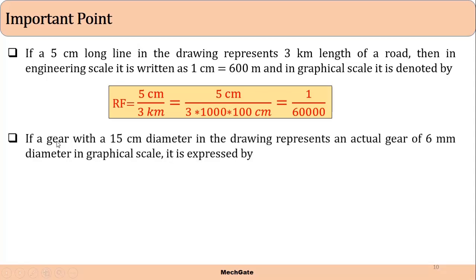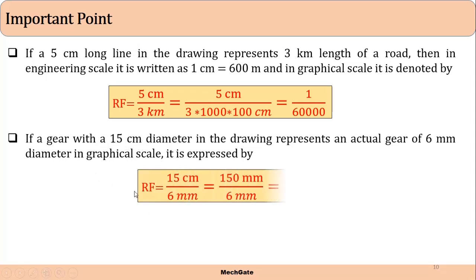Similarly, let's say a gear with a 15 cm diameter in the drawing represents an actual gear of 6 mm diameter. In a graphical scale it is represented by again RF, length of drawing. What is the length of drawing over here? The length of drawing is 15 cm, while the actual length of object is 6 mm diameter, right? So 15 cm divided by 6 mm. I have converted centimeter into millimeter: 15 cm equal to 150 mm. So ultimately I will get RF equal to 25 by 1, right?